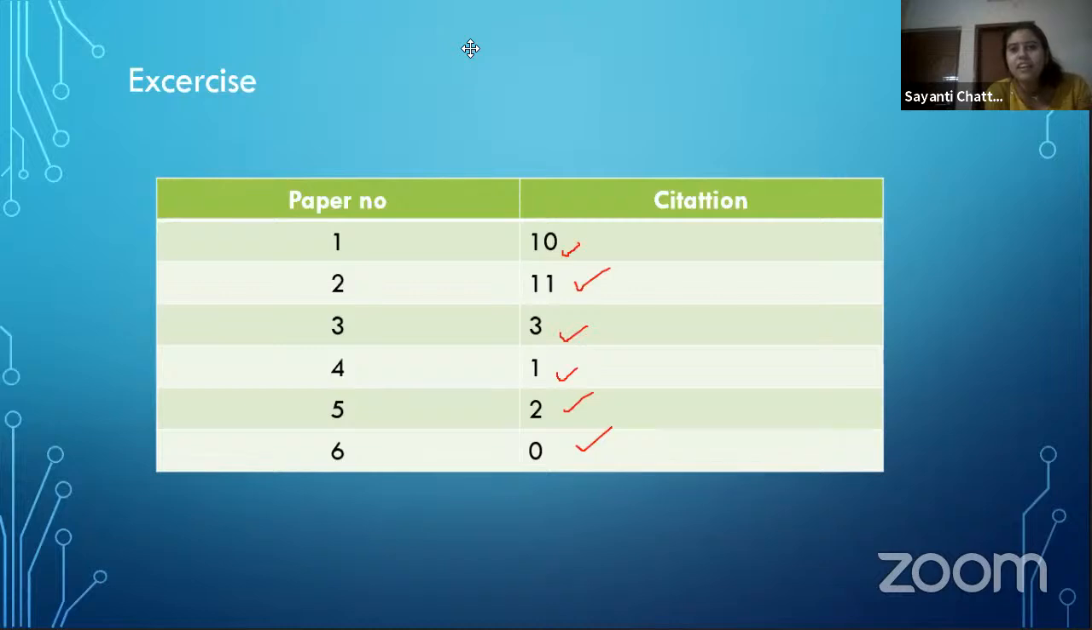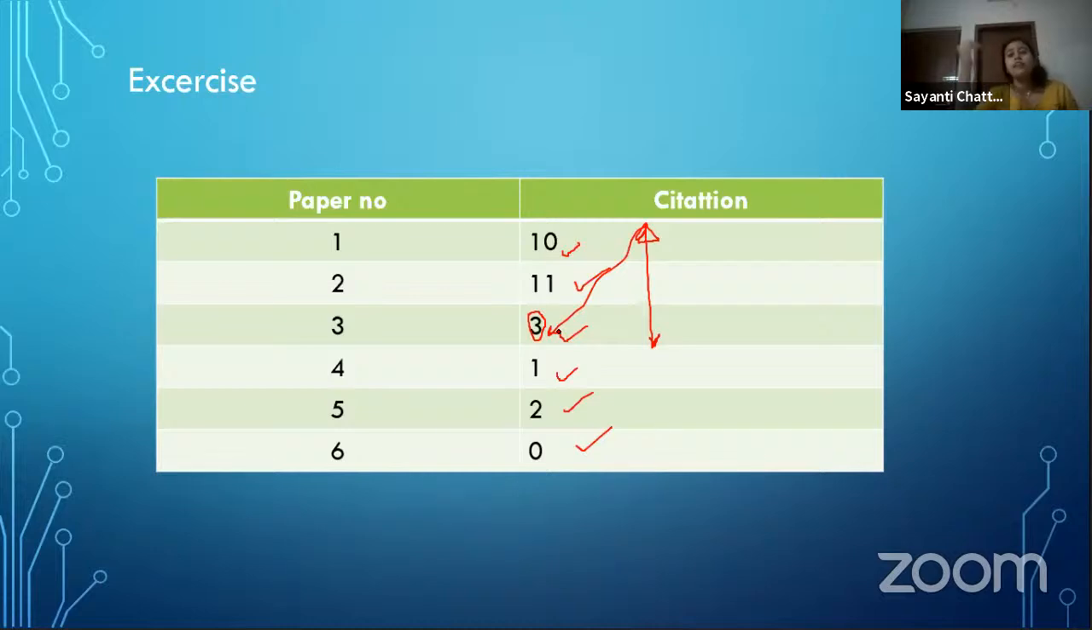So it should not be 1, it should be 3. Why 3? See, minimum 3 he got in his most cited. What are the most cited papers? 10, 11, 3, 1, 2. So what are the most cited? These 3 are the most cited papers of him. And what is the value of the most cited papers? The value is 3. So his H index should be 3. We will discard the 1, 2, these things.